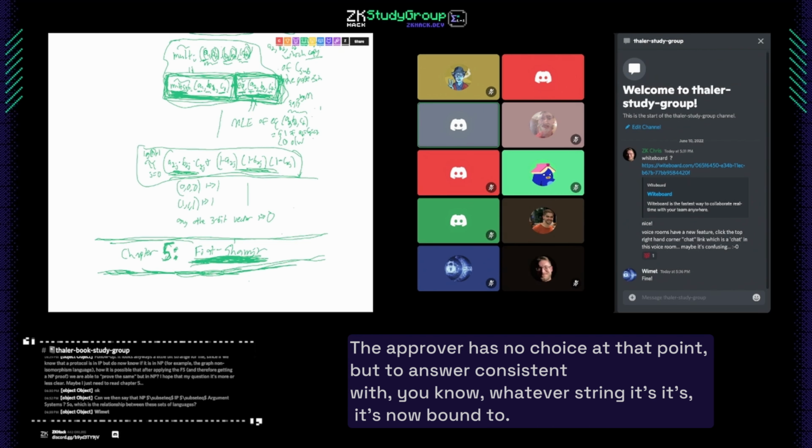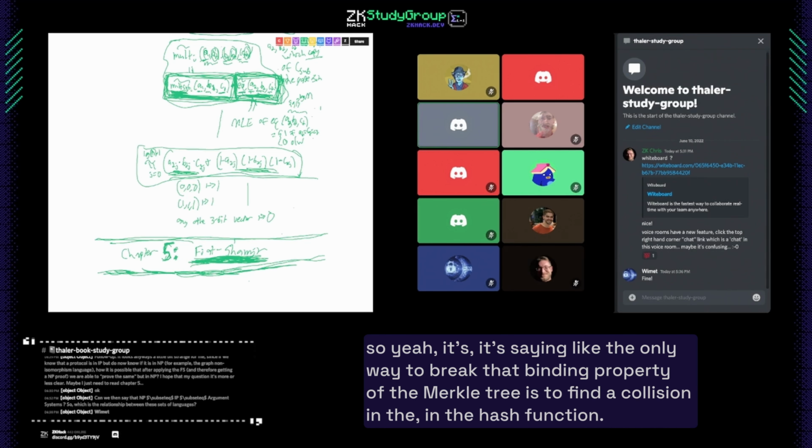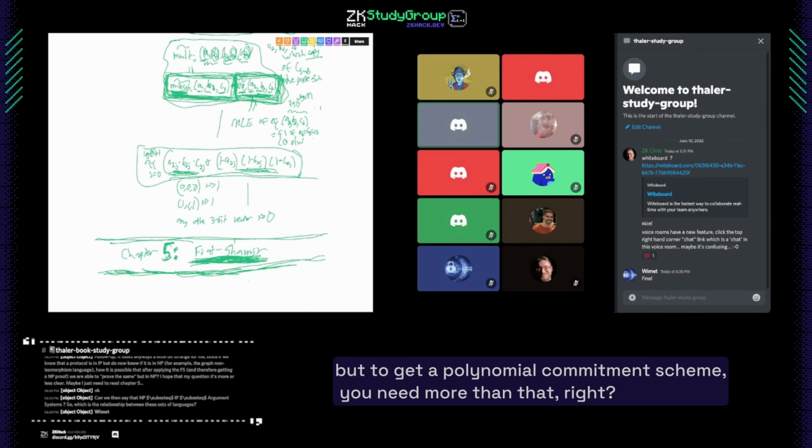The prover has no choice at that point but to answer consistent with whatever string it's now bound to. So it's saying that the only way to break that binding property of the Merkle tree is to find a collision in the hash function. But to get a polynomial commitment scheme, you need more than that, right?